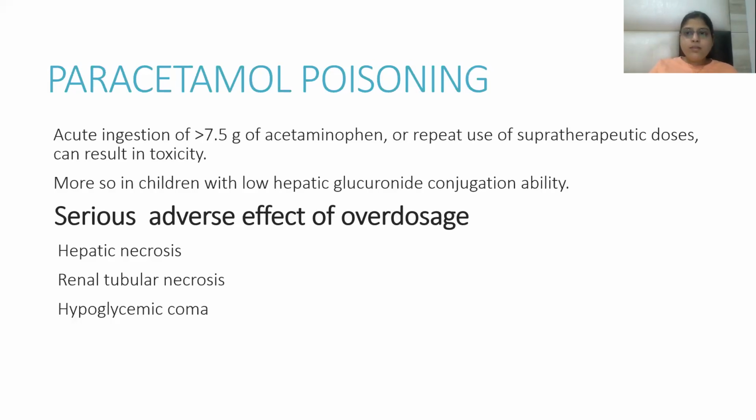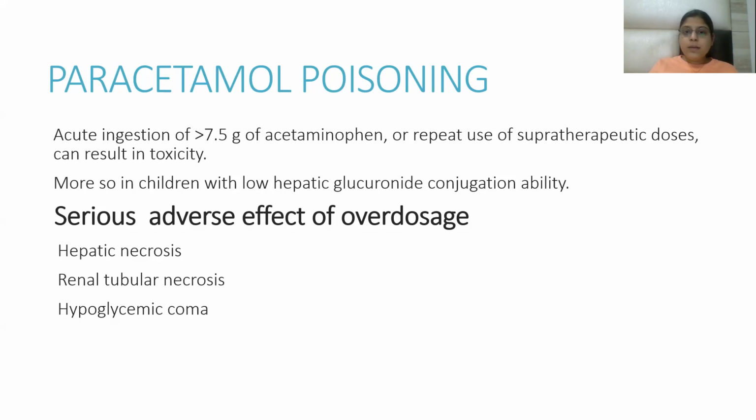Paracetamol poisoning occurs when there is acute ingestion of more than 7.5 gram of acetaminophen, which is the other name for paracetamol, or repeated use of subtherapeutic or supratherapeutic doses. It can occur in children and in adults when a large amount is taken, like 10 to 20 tablets. That can result in paracetamol poisoning, which can be suicidal or accidental.